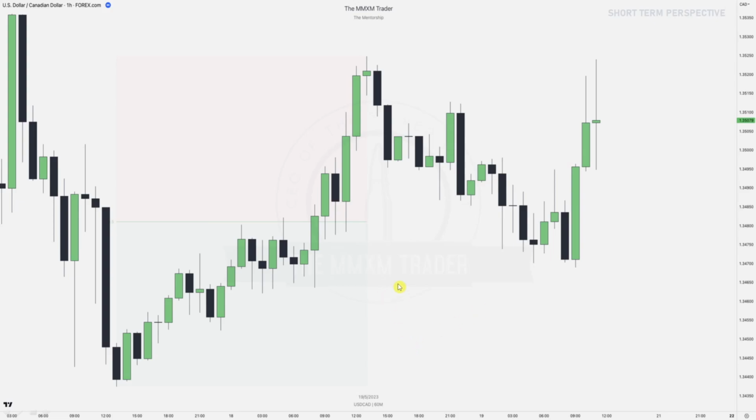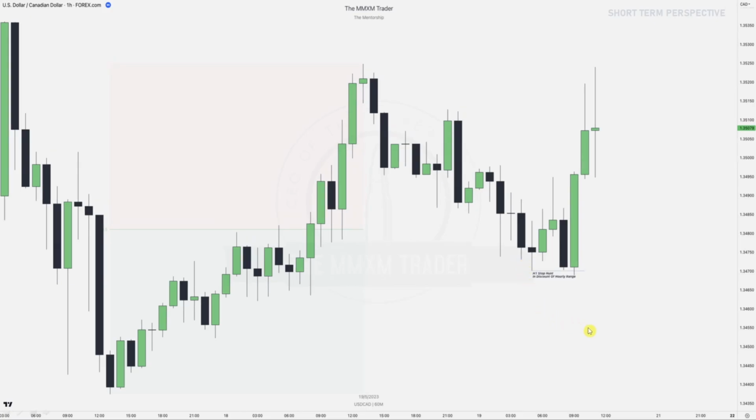So over here, we've got our discount and premium levels, right? From this high down to this low. Again, we take out this low, right? So this is the low from our dealing range, and then we take out this high over here, and then we have our whole dealing range. Now we drop back down into discount of this whole range, and notice what happens down here. We've got that 1 hour stop hunt in discount of this hourly range, right? So this makes sense. Scenario number one, again, stop hunt.